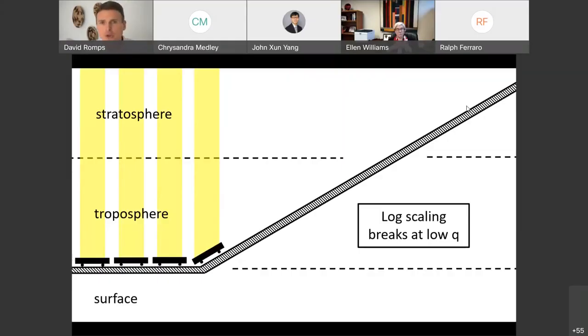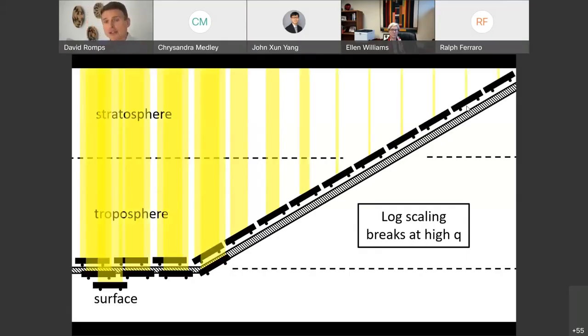Now, if I move the train forward, I'm not just taking a car from the surface and replacing it with a car in the stratosphere. Instead, I'm taking a car from the surface and replacing it with the car in the troposphere whose temperature is varying every time I double. And so I'm not getting that simple behavior. So the log scaling breaks at low concentrations.